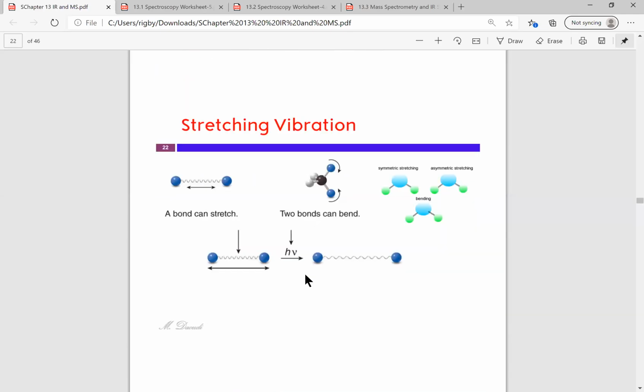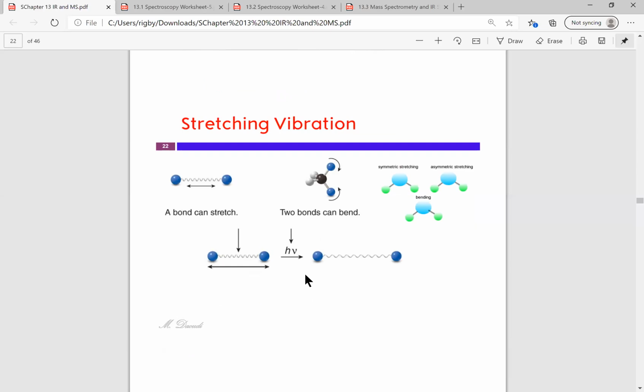What we do is we bombard these bonds. We bombard carbon-hydrogen bonds, carbon-oxygen bonds, all of these bonds with infrared energy. And this will cause the bond to wiggle. It'll either stretch or bend. And those stretches and those bends can be measured on a graph.